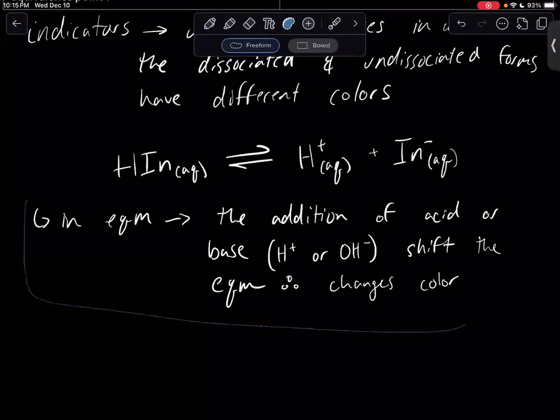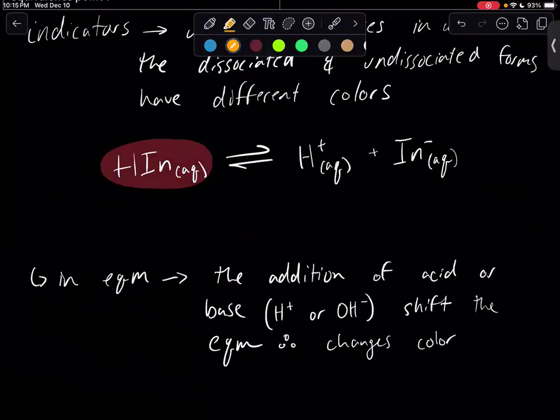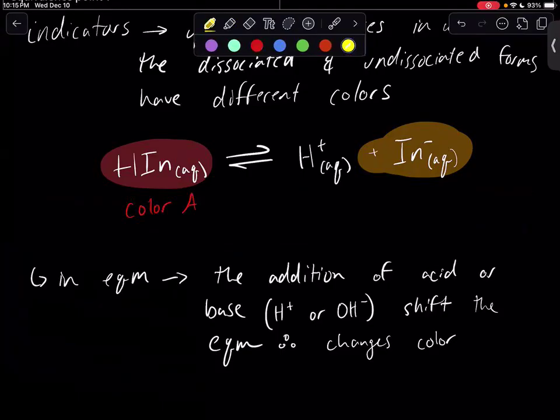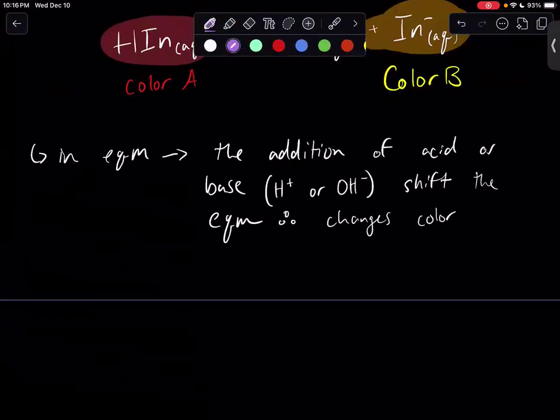So when we look at our indicator, one thing of note is that we would likely have one color for our undissociated form and a different color for our dissociated form. So you might say this is color A, while over here we have color B. And so by shifting that equilibrium, we are shifting the color. You can even have both colors happening at once, which would give you that gradient range. So basically, when we're looking at indicators, one of the things we have to constantly keep focus on is Le Chatelier's principle.